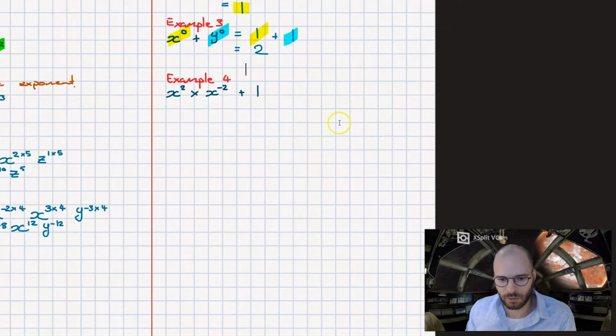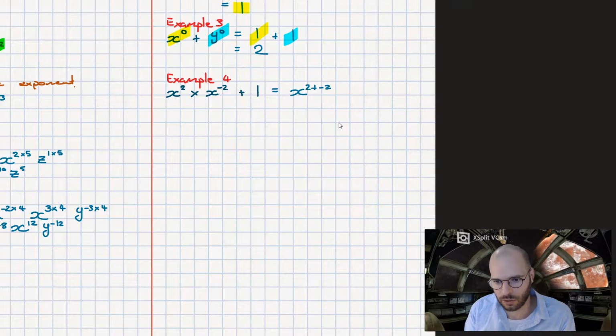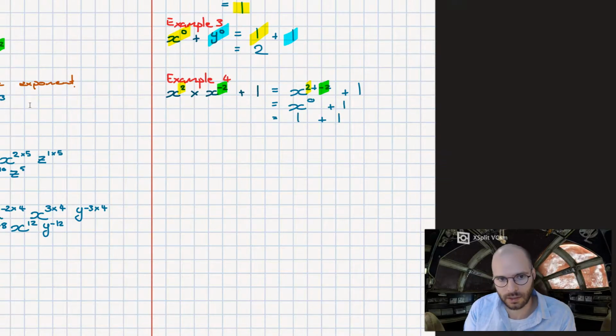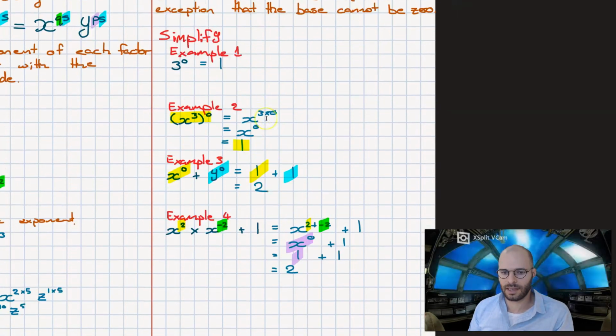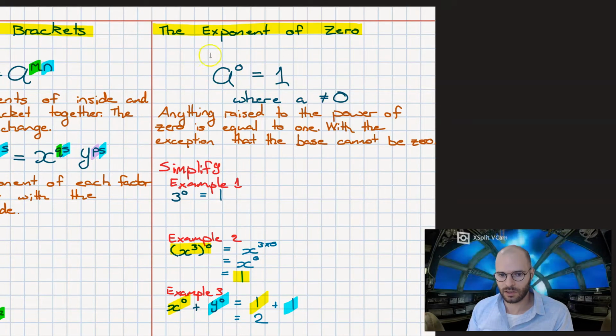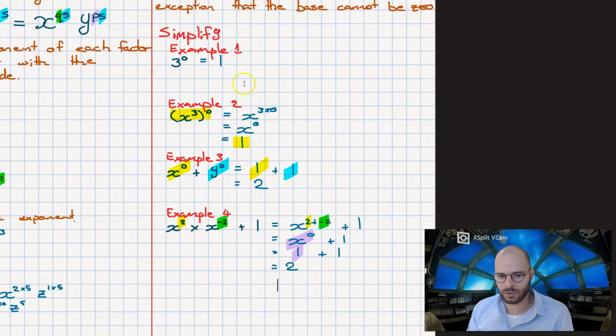And then finally, example 4, we've got x to the 2 times x to the negative 2, plus 1. Well, applying the index law around multiplication, we get 2 plus minus 2. Then we have a plus 1 constant at the end. This is going to simplify down to x to the power of 0 plus 1, then that becomes 1 plus 1, and finally this entire expression becomes just 2. So what you find is that using this rule here, the exponent of 0 rule, we're able to simplify some rather complicated looking expressions down to very simplified looking results.